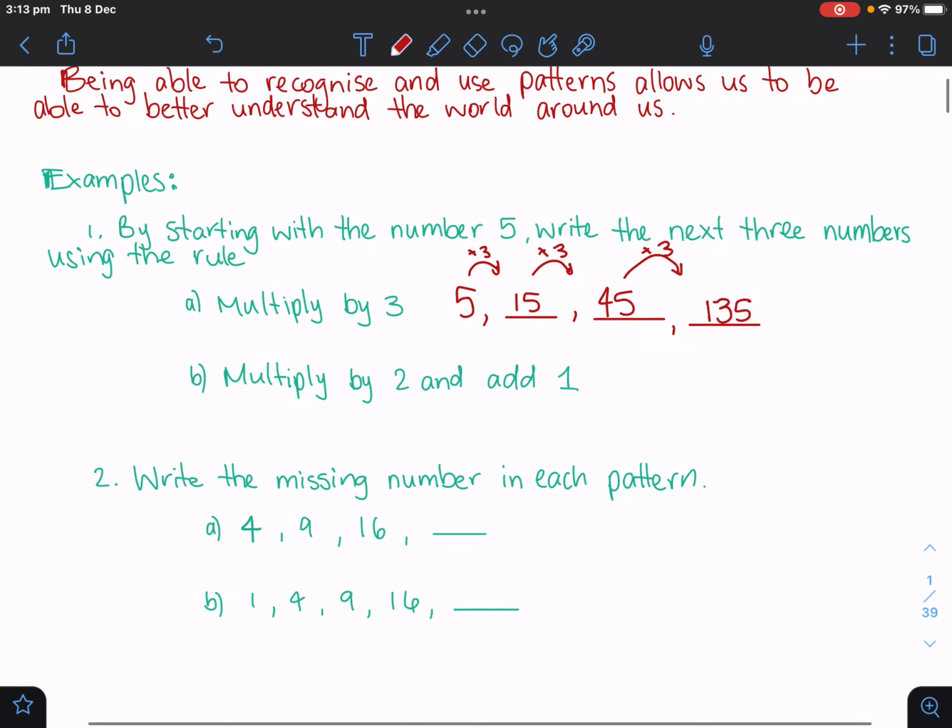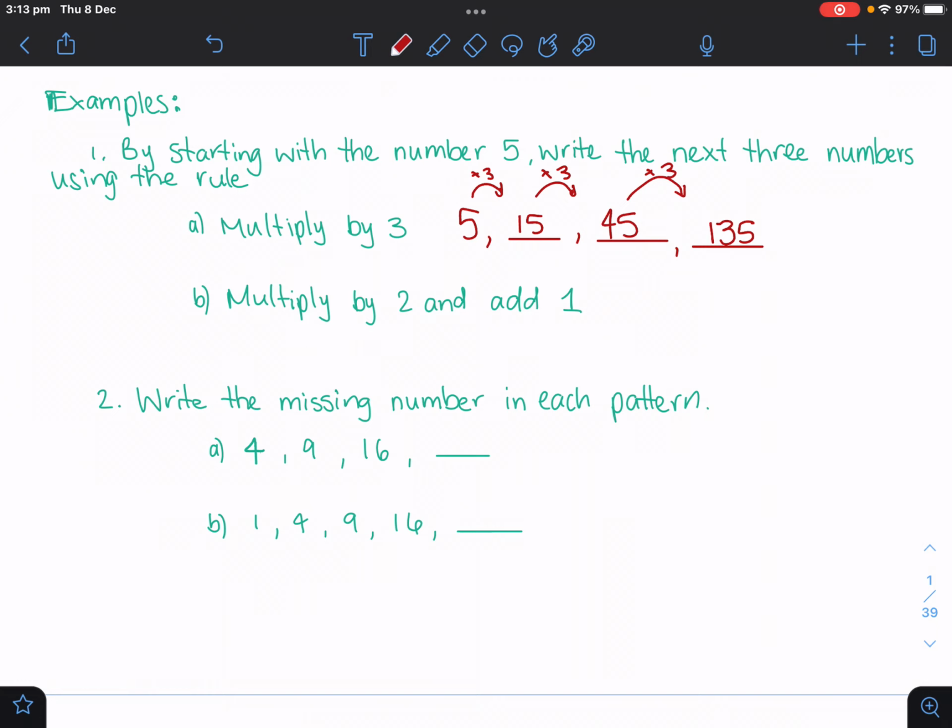Let's do question B. Question B says start with 5 and find the next 3 numbers. But what's the rule? Well, the rule is multiply by 2 and then add 1. So for the first one, I'm going to do 5 times 2, which is 10, plus 1, which is 11. Then using that number, the rule again, 11 times 2 is 22, plus 1 is 23.